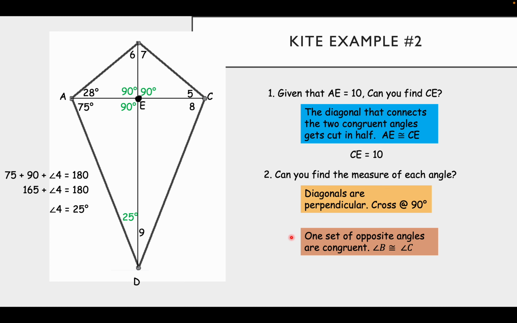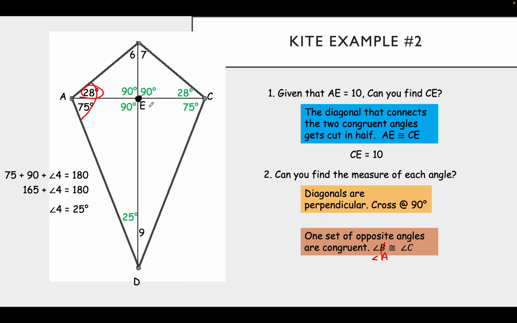Now, recall that we have one set of opposite angles are congruent. And I notice a mistake here. That is angle A is congruent to angle C. So, if this angle is 28 degrees, angle 5, that's in the same placement, so angle 5 is going to have to be 28. There's a 75. That means angle A is going to have to be 75 degrees.